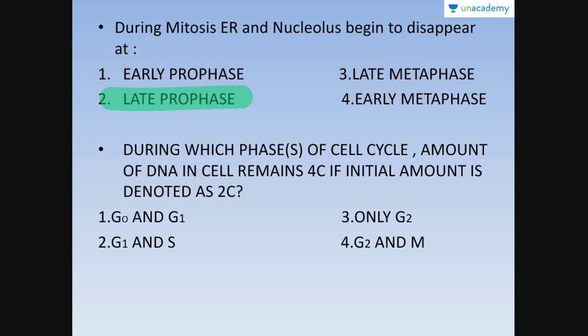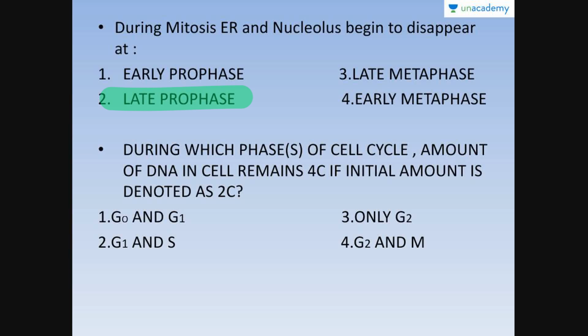Next is, during which phase or phases of cell cycle amount of DNA in cell remains 4C if initial amount is denoted as 2C. This is another tricky one. For this question to be solved, you need to first understand the various phases of interphase and then the sequence of their occurrence. The various phases are G1 phase, S phase and G2 phase. They are in sequential order. First occurs the G1, then the S phase and finally the G2 phase.